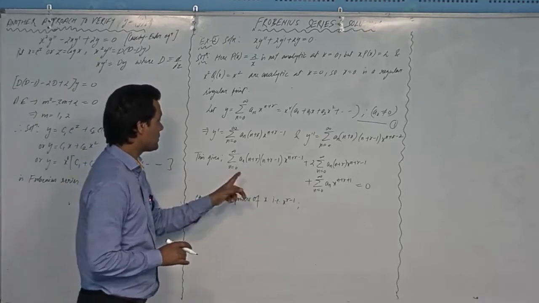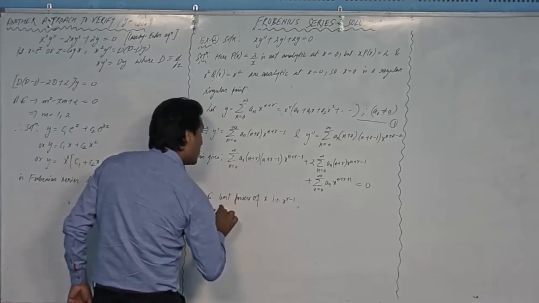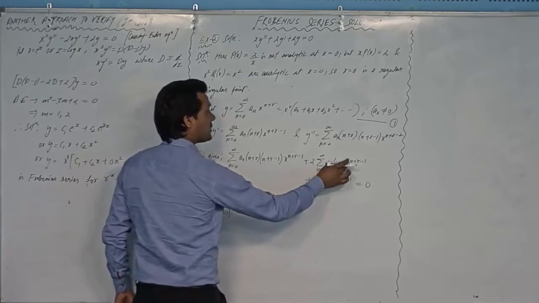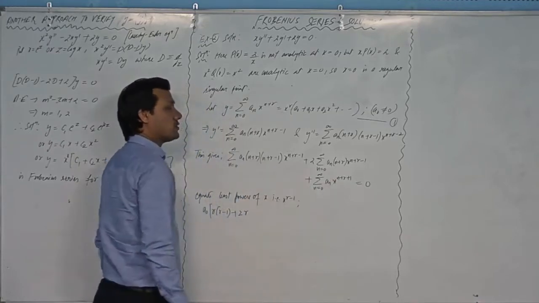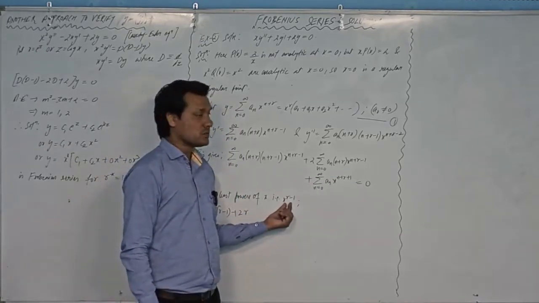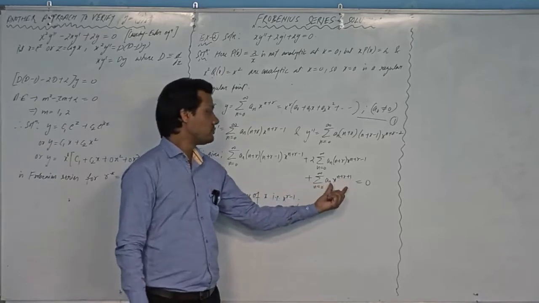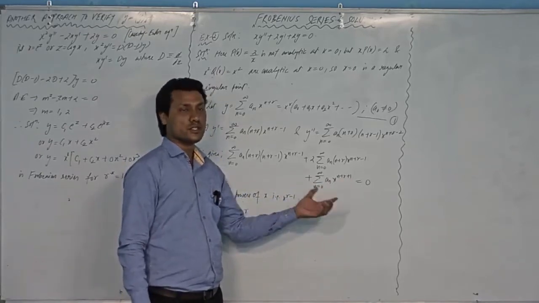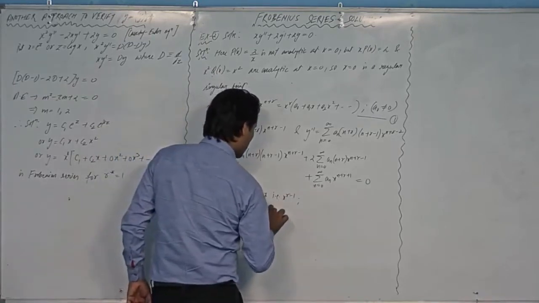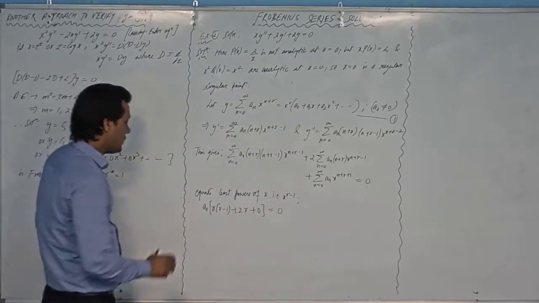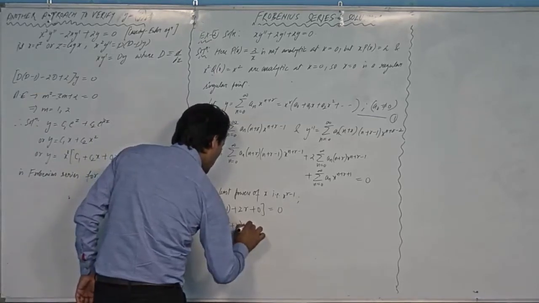So when I equate the powers of x to the power r minus 1, from here I will get a_0 (r)(r minus 1), and from here I will get 2 a_0 r, and from here I will not be getting the terms of x to the power r minus 1. Because if you put n equal to 0, you will get x to the power r plus 1. That will be the least power term obtained from the third summation. It means that the third summation is not giving you any term containing x to the power r minus 1. So that's why I have written here 0. So that will give you a_0 (r square plus r) equal to 0.